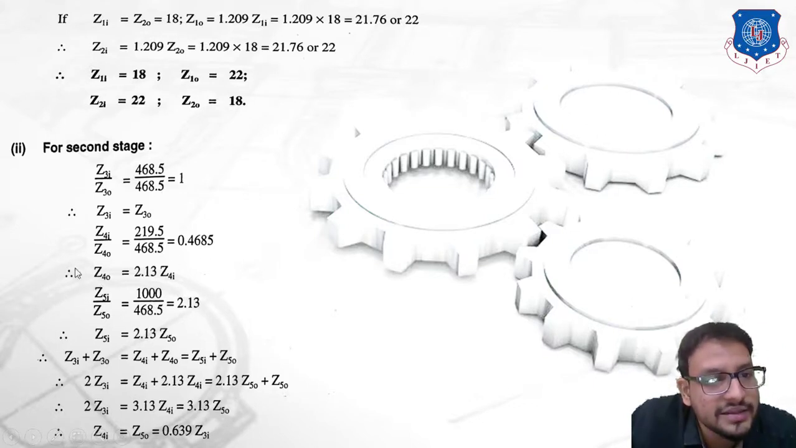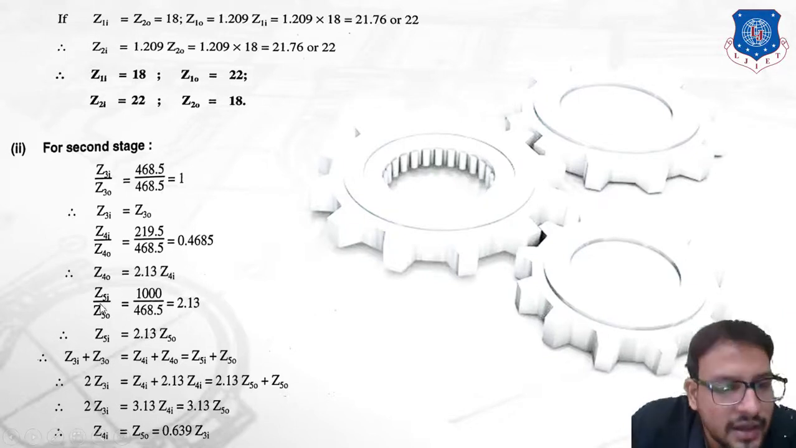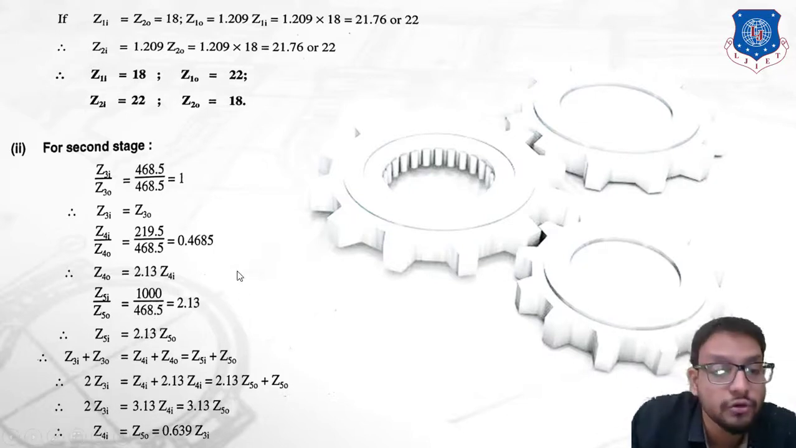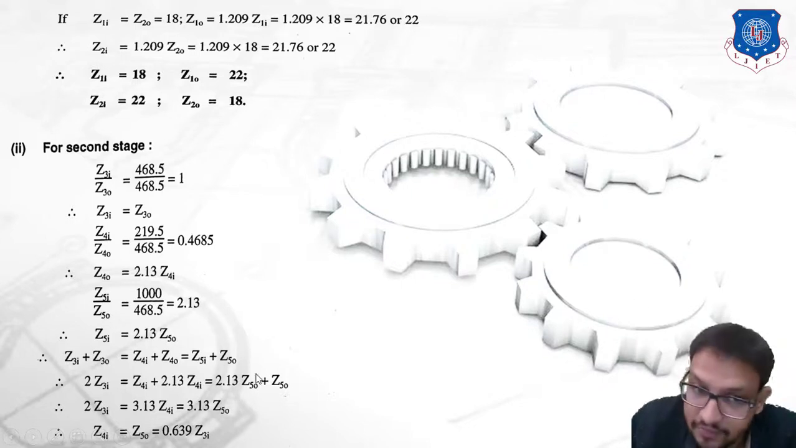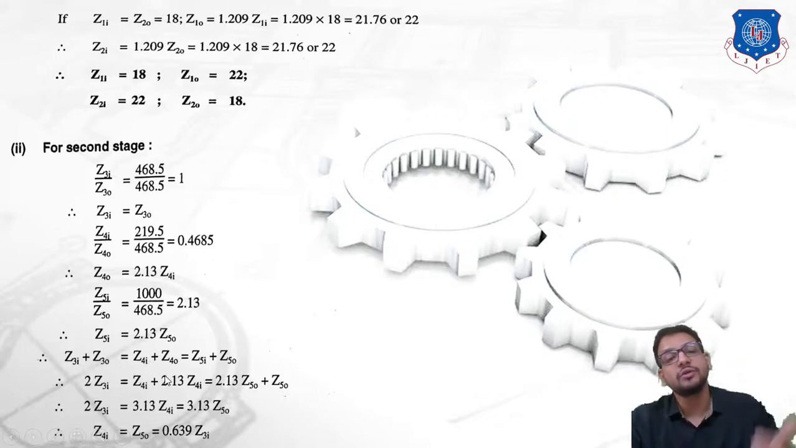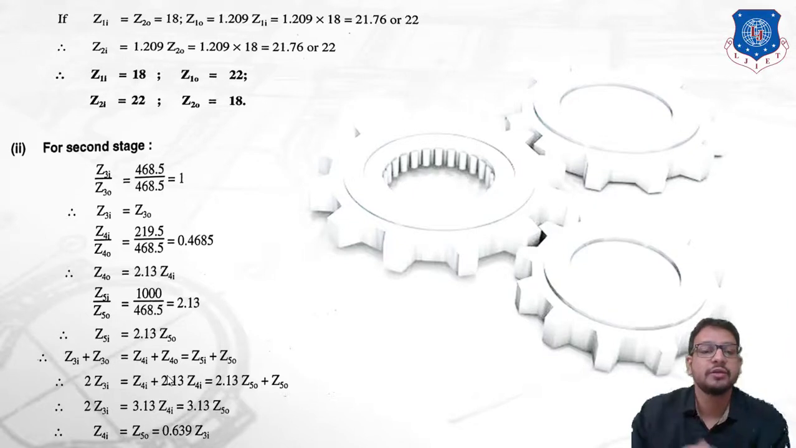Now by using this relation, we get Z4o is equal to 2.13 Z4i. Similarly, for our third gear pair, Z5i upon Z5o is equal to 1000 upon 468.5, which is equal to 2.13. So the relation is Z5i is equal to 2.13 Z5o. Now since the module has to remain the same for all the gears, Z3i plus Z3o is equal to Z4i plus Z4o is equal to Z5i plus Z5o.